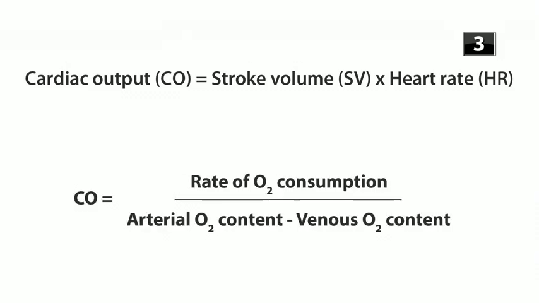And the second equation is cardiac output equals the rate of O2 consumption divided by the difference between the arterial and venous oxygen content.